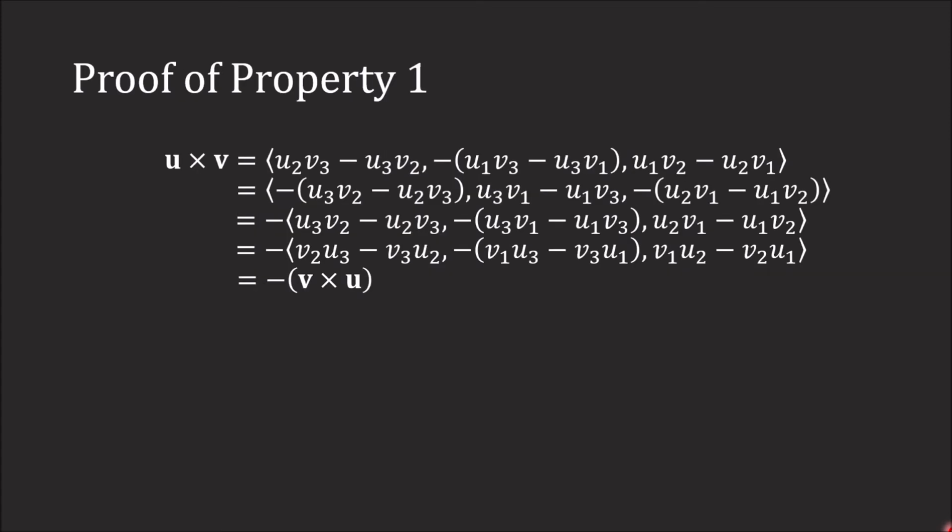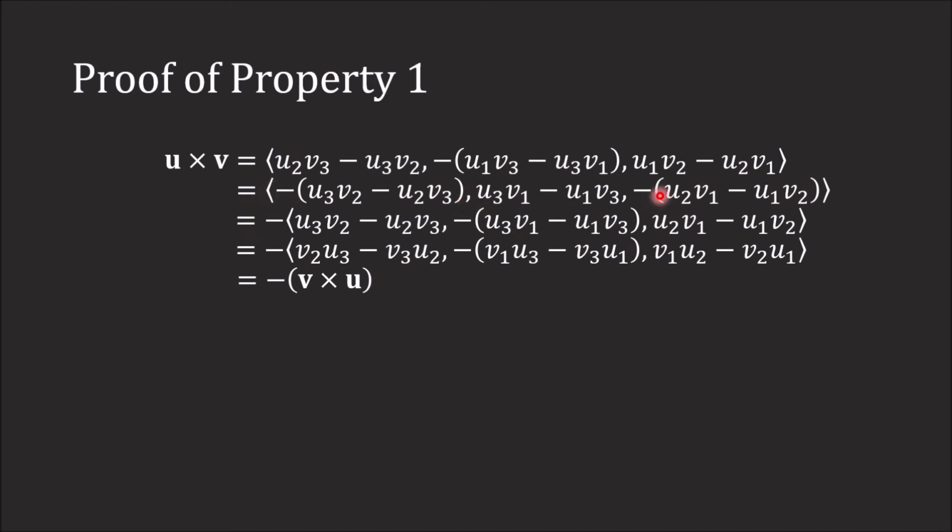So the proof of property 1, U cross V. Well, let's factor out a negative from everything. So that'll flip all the orders. Right? So we'll have negative U3V2 minus U2V3, U3V1 minus U1V3, then negative U2V1 minus U1V2.